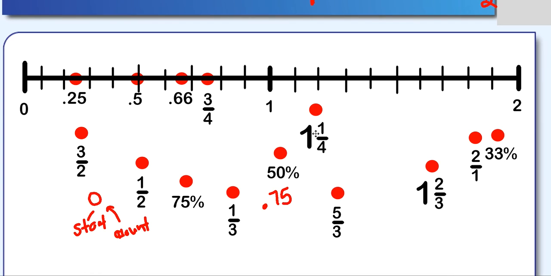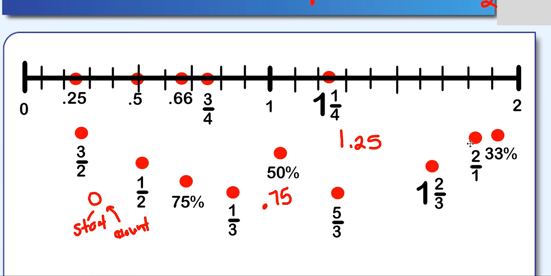All right, let's try this one, 1 1/4. If I divide that, I get 1.25. So start at 1, go over 1, 2, and halfway in the middle is 5.